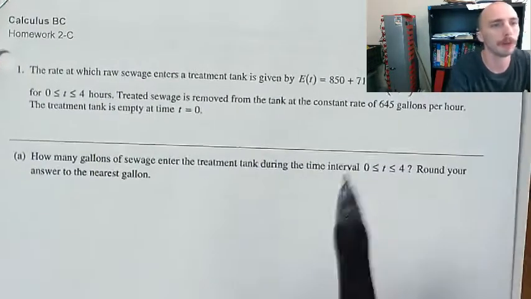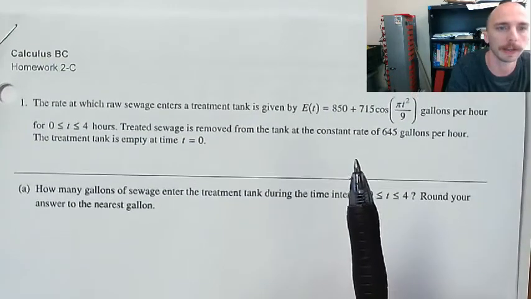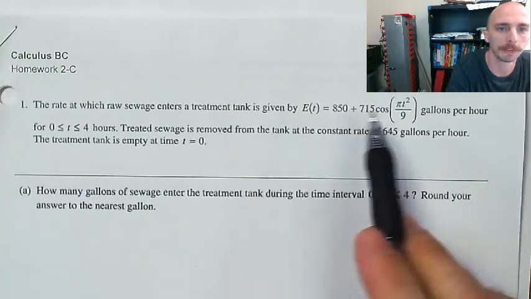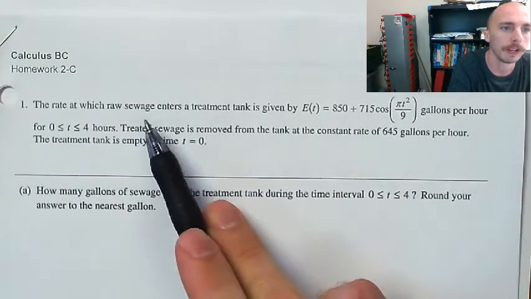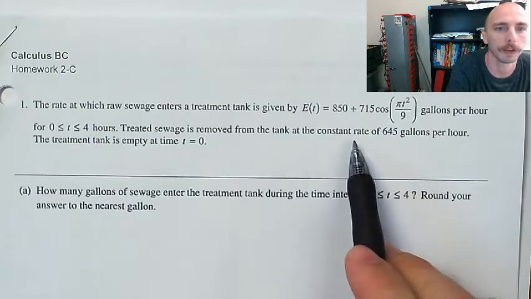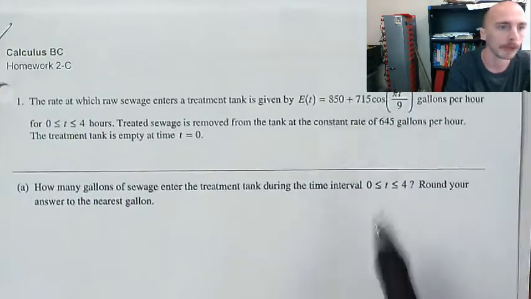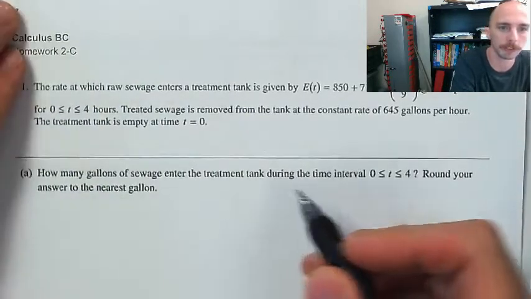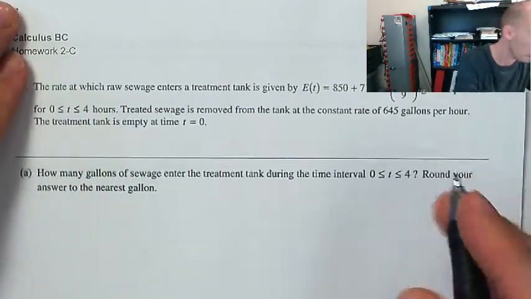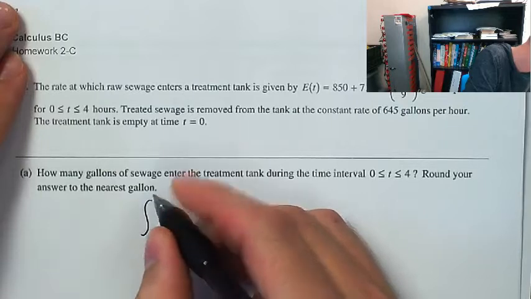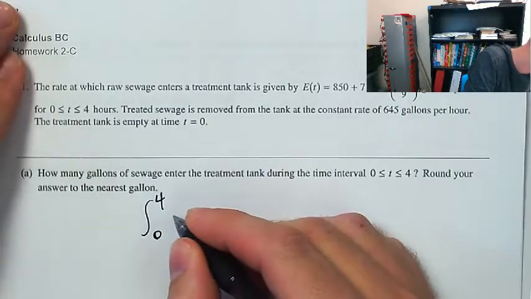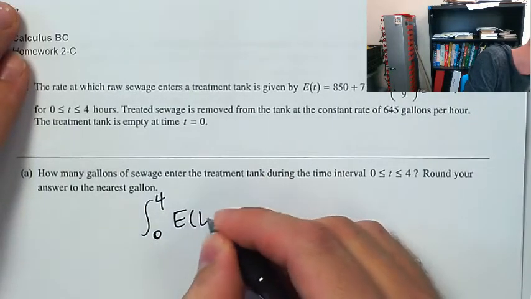So it starts with the rate at which raw sewage enters a treatment tank, and that's going to be E of t, is the rate in. Treated sewage is removed from the tank at the constant rate of 645 gallons per hour. So that means rate out is going to be 645. All right, so how many gallons of sewage enter the treatment tank during 0 to 4? Well, we're just going to integrate the rate in to get the total in. So that's going to be the integral from 0 to 4 of E of t dt.